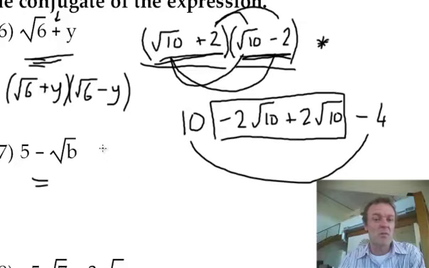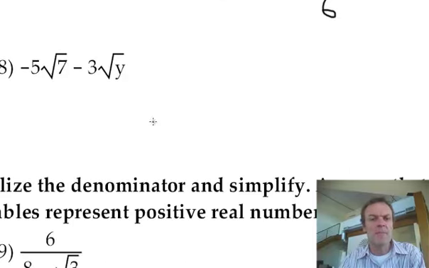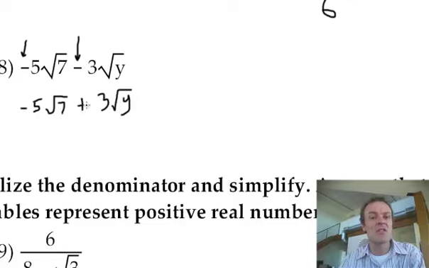So the conjugate for this one is 5 plus root b. That's the conjugate. Okay, now what's this last one? The conjugate, remember, is just you changing this, not this. The first thing is a negative 5 root 7. The second thing is a 3 root y. The conjugate is just change the sign in the middle. So that's the conjugate for that one.